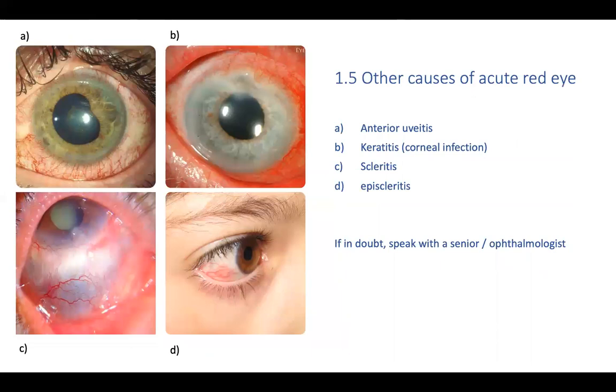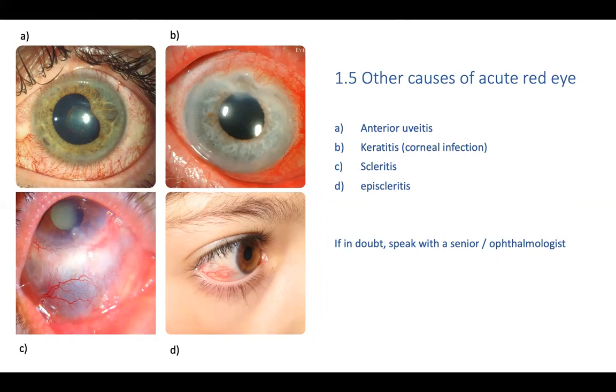There are some other causes of an acute red eye that are worth quickly mentioning. Photograph A is an example of uveitis, which is HLA-B27 associated. Therefore, diagnostic clues include a past medical history of ankylosing spondylitis, IBD, sarcoid, TB, or Lyme's disease. In uveitis, the iris goes into spasm, and this causes a small pupil, or sometimes the iris gets stuck to the lens, which causes an irregular pupil, as you can see in the photograph.